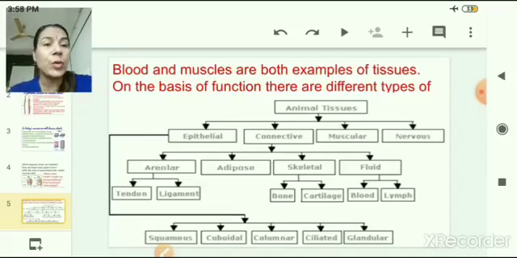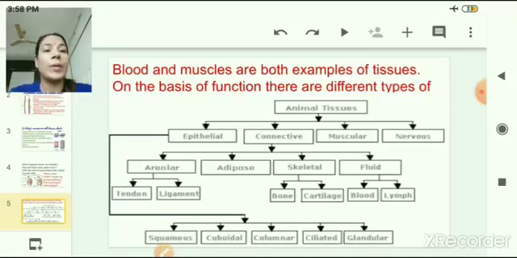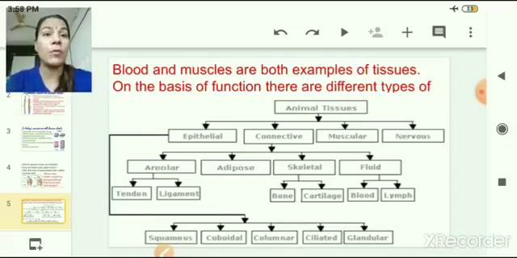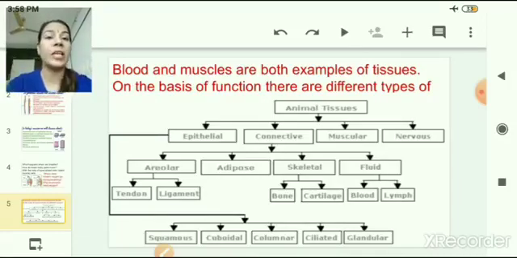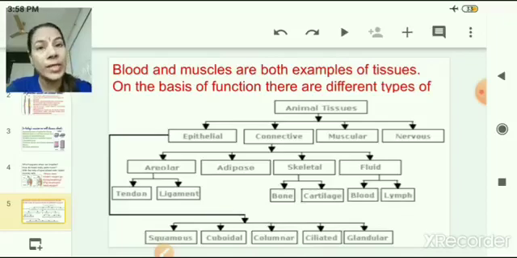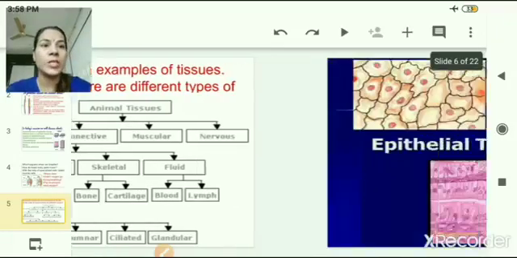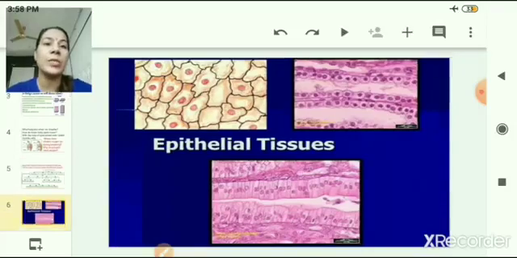Similarly, connective tissue can also be divided into areolar, adipose, skeletal and fluid types of tissues, in which the skeletal tissues can be divided into bone and cartilage, and fluid can be divided into blood and lymph. Similarly, you will see so many types of further gradations in these tissues. We will discuss all other types of tissues later on. In today's session, we will specifically focus on epithelial tissues. So let us begin with epithelial tissues.